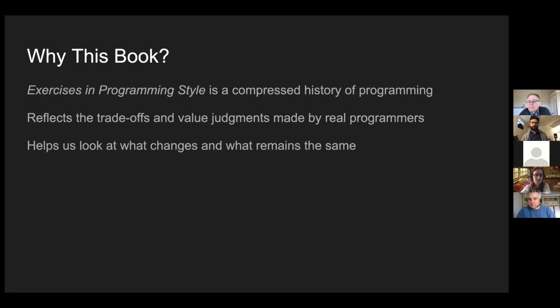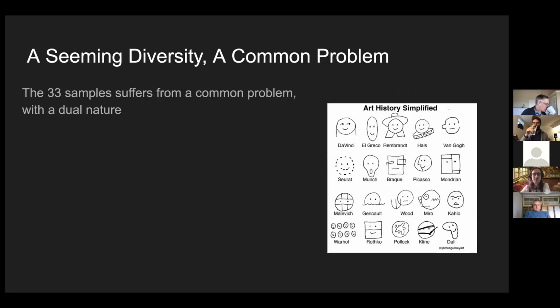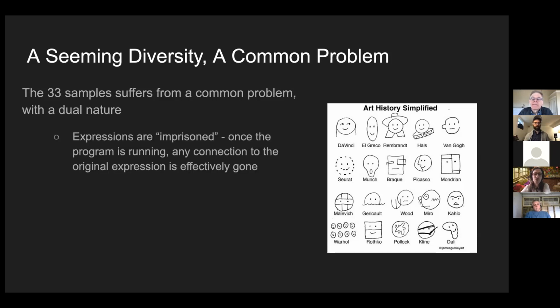and what it is that you get out of doing things this way rather than a different way. Because of that, this book helps us look at the differences between styles, but also what remains the same across styles. And what remains the same for us is a kind of problem to do with what styles are and what programs are. So in the book, there is a seemingly great diversity between all these solutions to the problem, but there are also shared qualities that we consider negative.